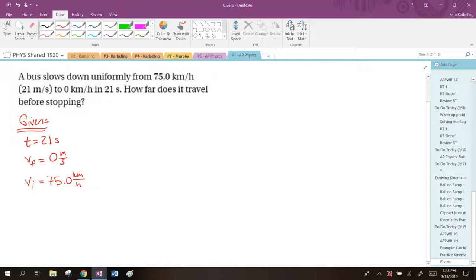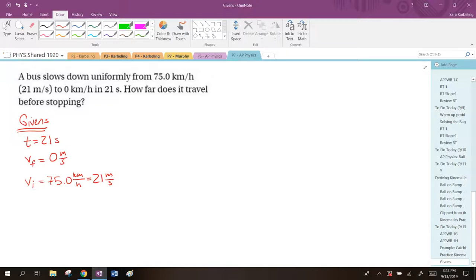Top tip from a physics person who writes tests: if you've got an equivalent in parentheses, probably it's because they intend for you to use it. My guess is that when they wrote this problem, they just wanted to give you a speed that made sense, that you could maybe conceptualize. Like 21 meters per second. What does that mean? It means 75 kilometers per hour. So I'm going to write this as equal to 21 meters per second. Do we have more givens? Or is that it?